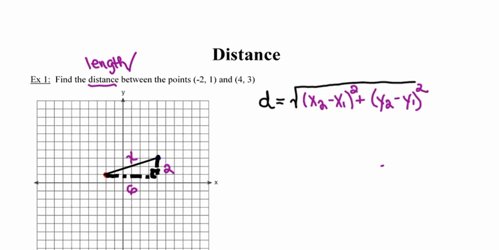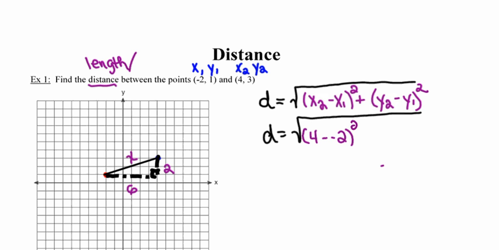I'm going to use for my x1 and y1 this first point, but if I wanted to, I could use 4, 3 for my x1, y1. It doesn't make a difference as long as 4, 3 stays together and -2, 1 stays together. So I'm going to make this one x1 and that one y1, this one x2, that one y2, and I'm going to substitute into this formula. So x2 is 4, subtract -2, and that quantity is being squared, plus 3 subtract 1, where the quantity is being squared.